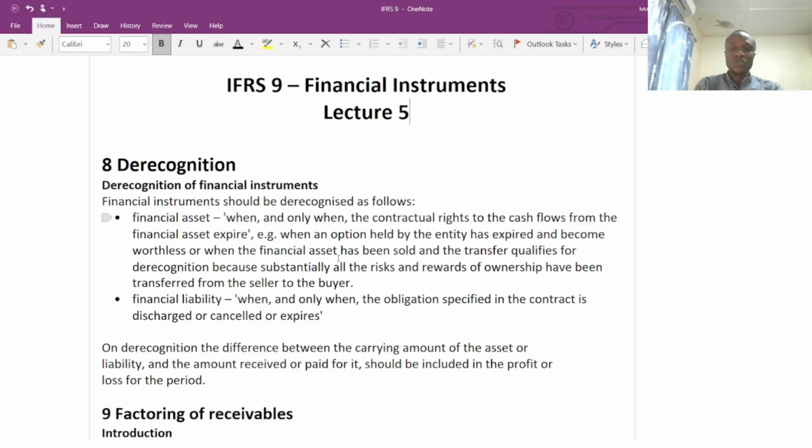On derecognition, the difference between the carrying amount of the asset or the liability and the amount received or paid for it should be included in the profit or loss for that particular year.